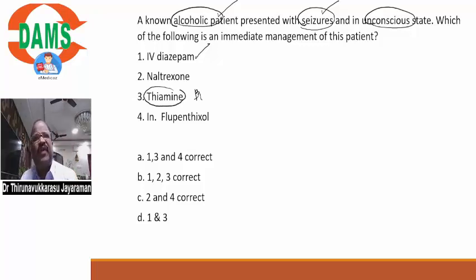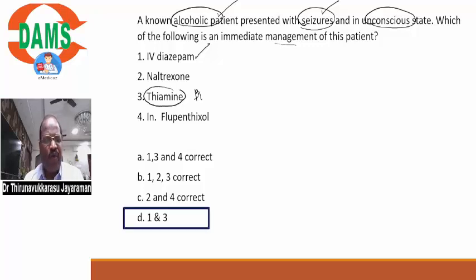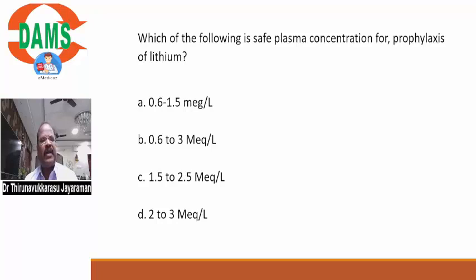Naltrexone is useful for preventing relapse of alcoholic habits. That is not for the acute episode or immediate management. Flupenthixol, an antipsychotic, is also not necessary for this case. Here the best is to manage the acute event by using diazepam and thiamine. So options 1 and 3 are suitable. So you can go for option D. Next. Which of the following is a safer plasma level of lithium in case of prophylaxis?